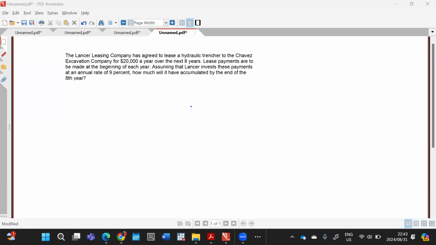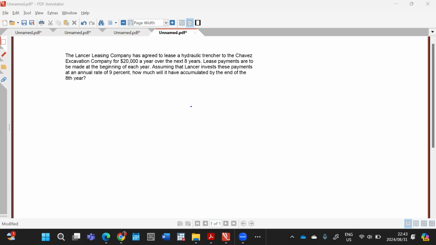Hi, today I want to talk about how we can make use of the tables to determine the value. It can either be the present value of an annuity, present value of an annuity due, future value of an annuity, or future value of an annuity due.